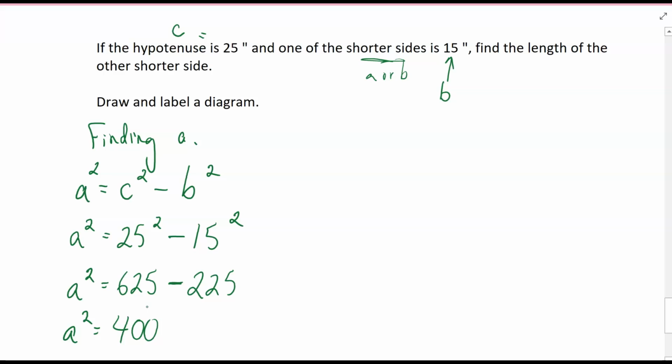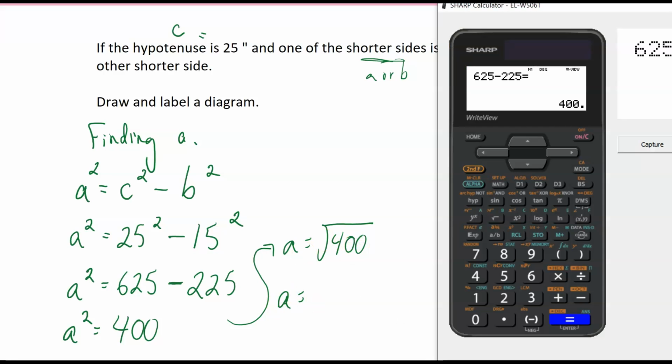That means that A is equal to the square root of 400. My 400 already sits on my calculator. I'm going to now hit the square root button, hit the equals. It will square root the last number that was on there, 20.